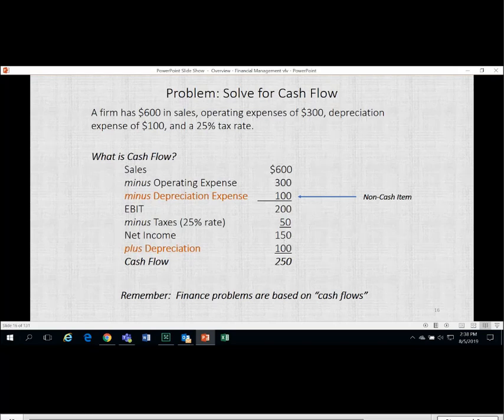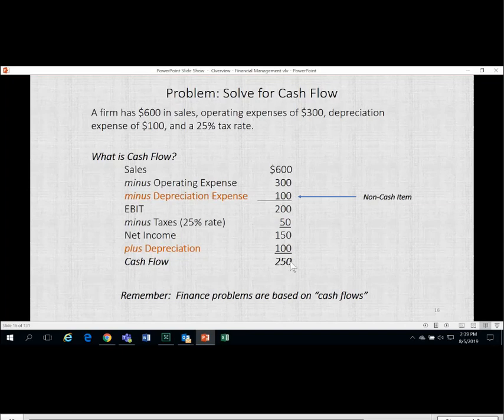But if we're looking for cash flow, depreciation is not a cash expense. It's just a made-up accounting number. Remember we said we bought that machine for $1,200 on my balance sheet. We just guessed it had a 12-year life. We're just going to deduct $100 depreciation each year. That's an accounting number. It's not actually cash that goes out the door. So when we get down to this net income of 150, we need to add depreciation back in to get cash flow.